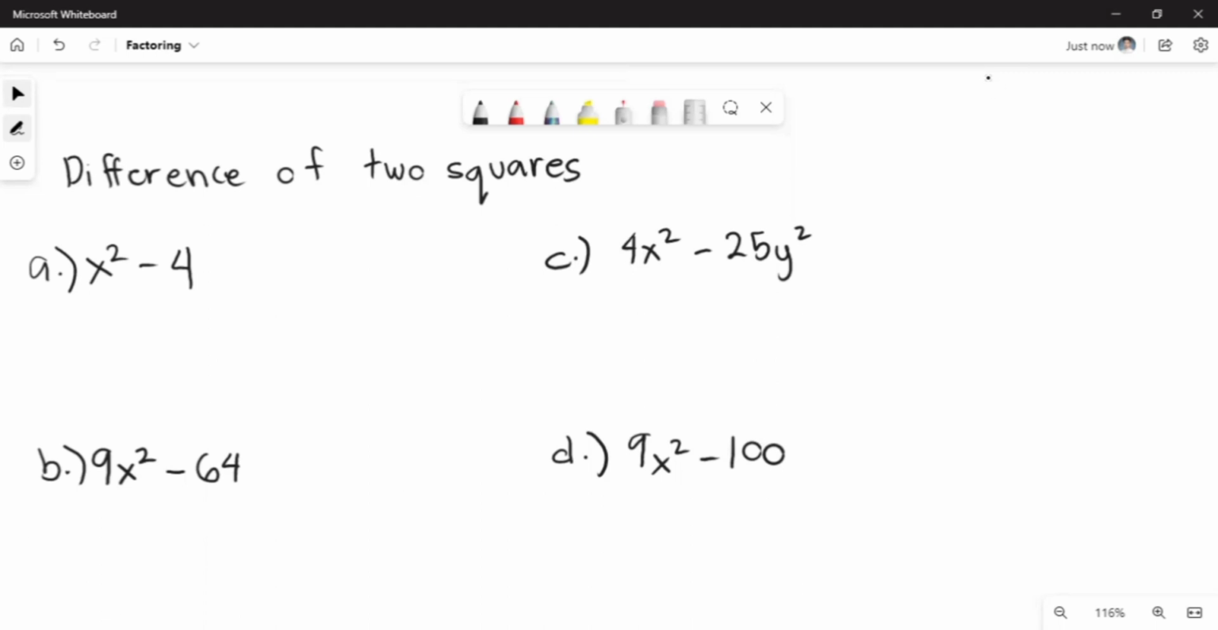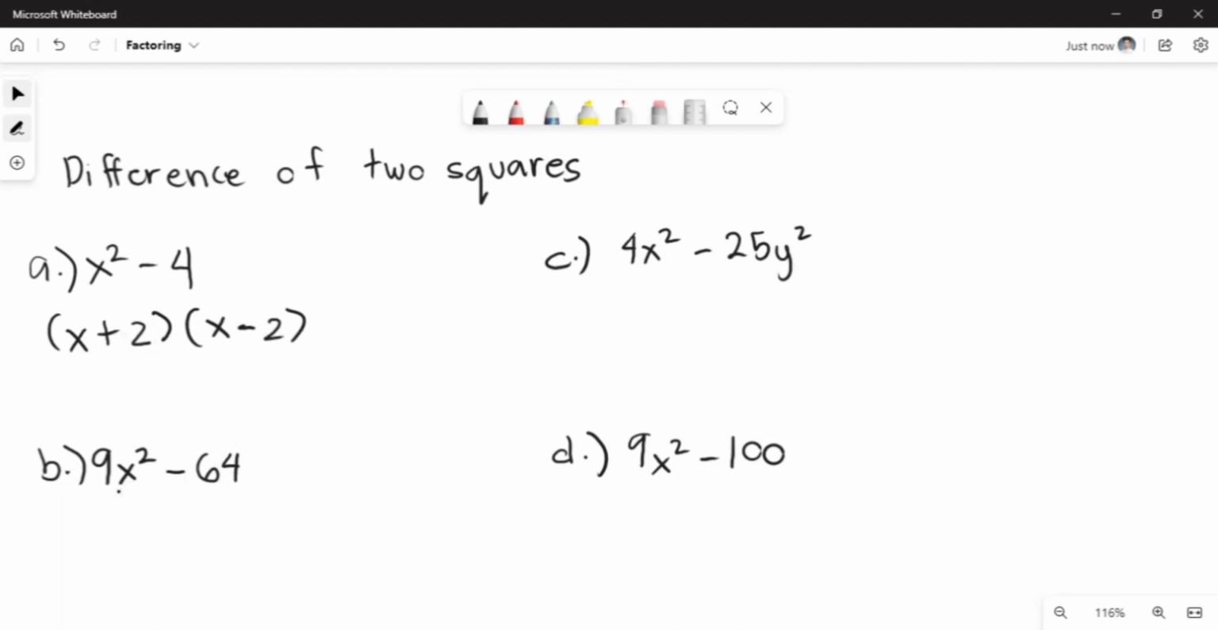Now, if we have that, we just need to construct two parentheses, and it should have different signs, positive and negative. What is the square root of x squared? That is x. So it should be x and x. The square root of 4 is 2. Therefore, we have 2 and 2. So the factored form of x squared minus 4 is x plus 2 and x minus 2. That's it.